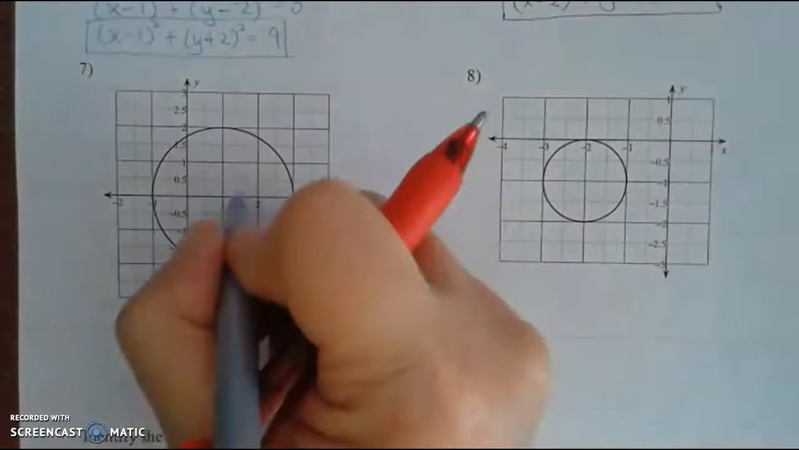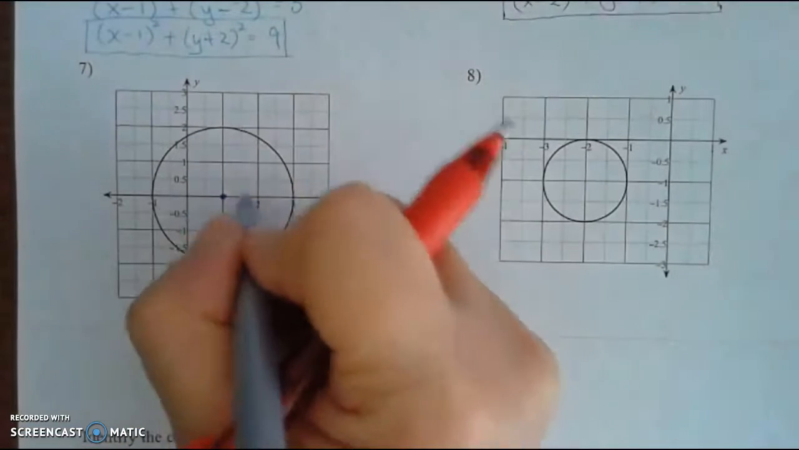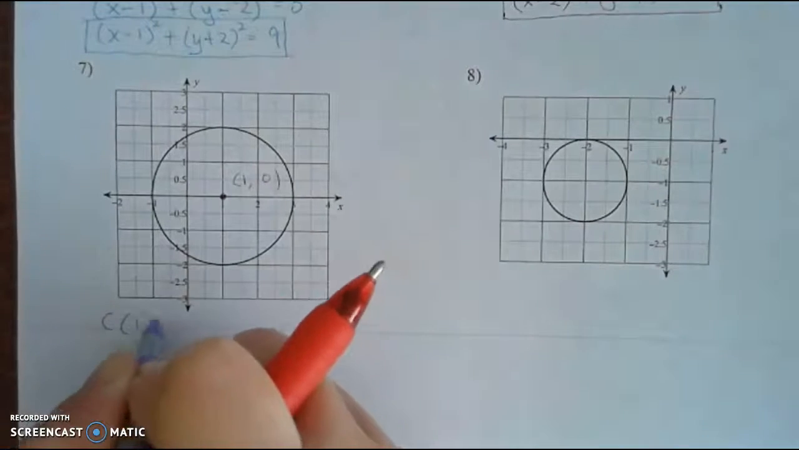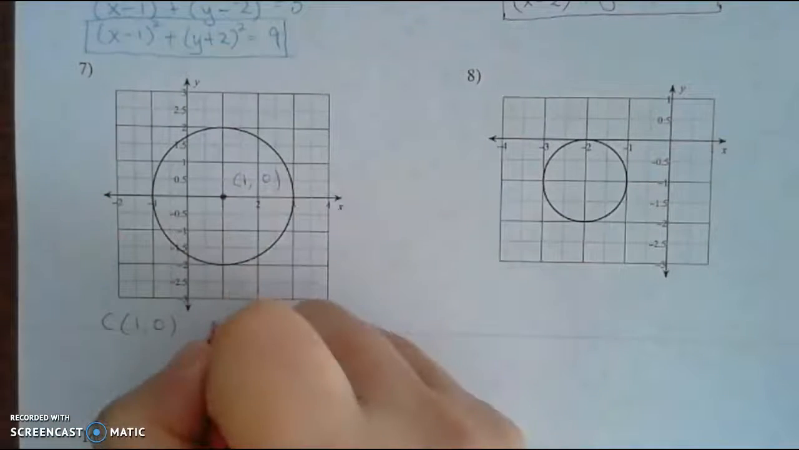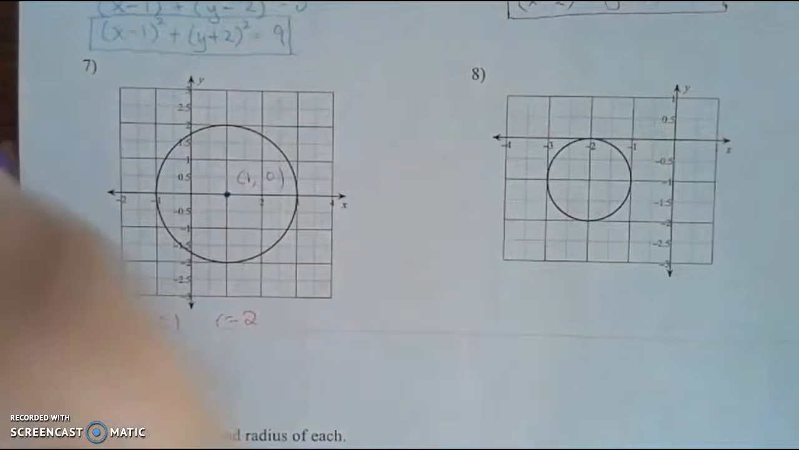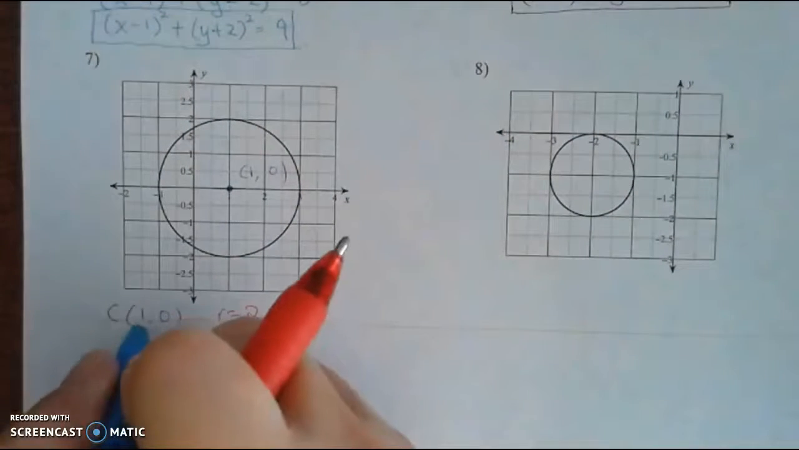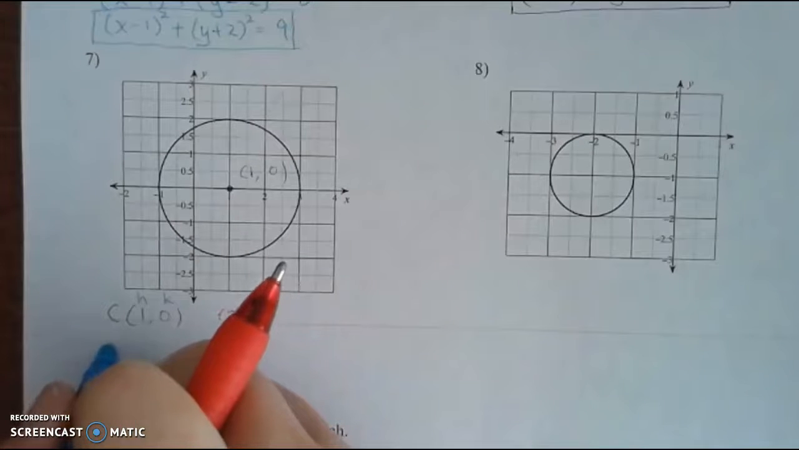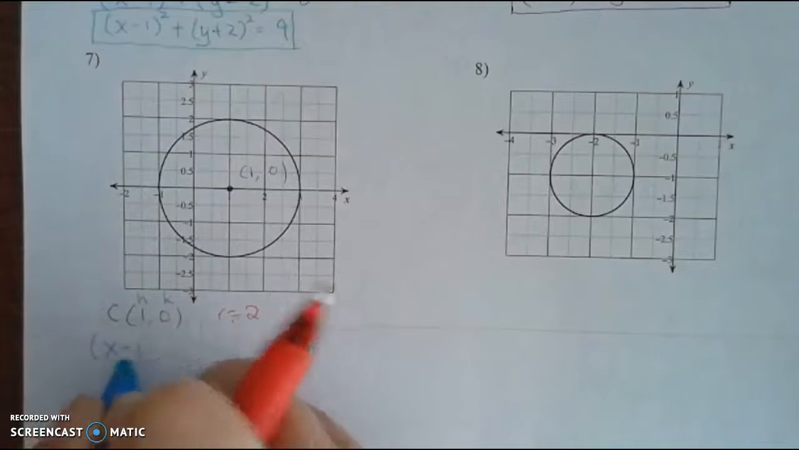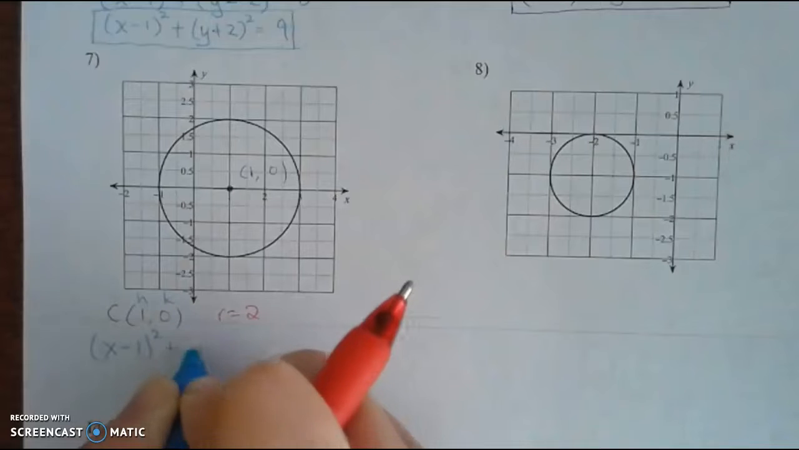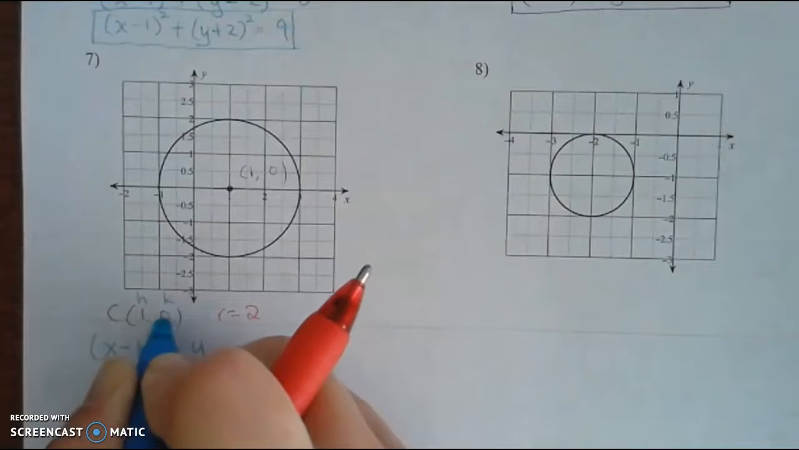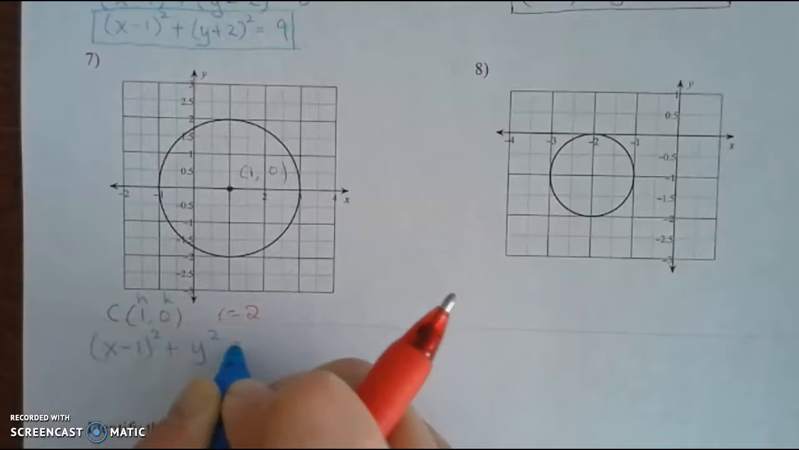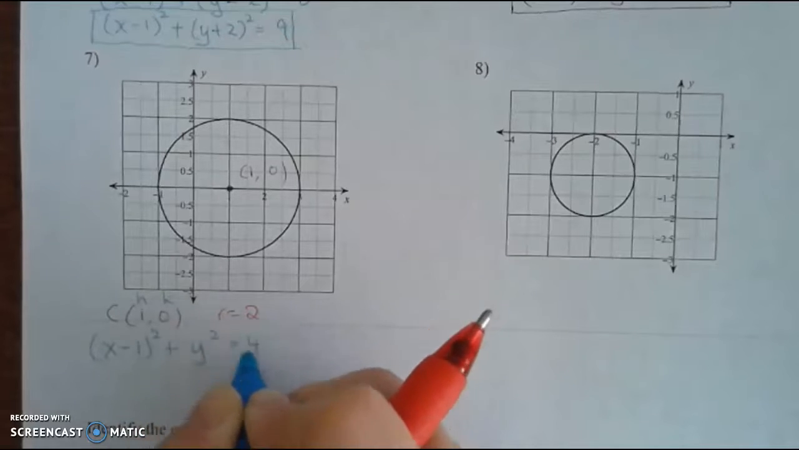Number 7. What is the center? Center is (1, 0) and radius is 2. So that means the equation, this is my h value, this is my k value. Equation is going to be x minus 1 whole squared plus y minus 0. y minus 0 is the same as y. So it's going to be just y squared is equal to r squared, which is 4.